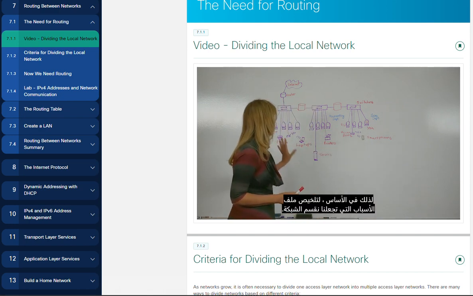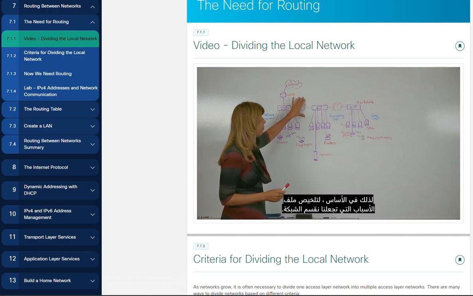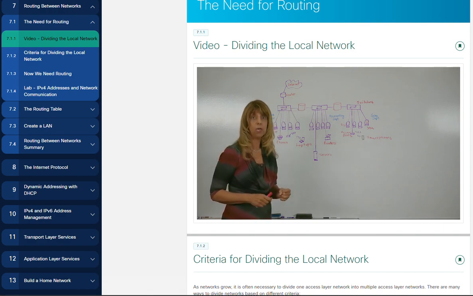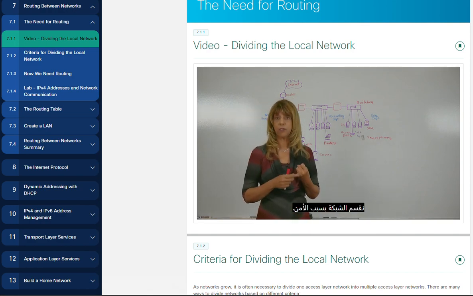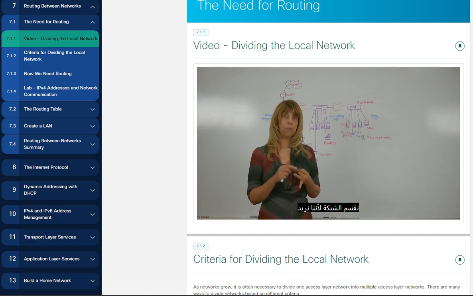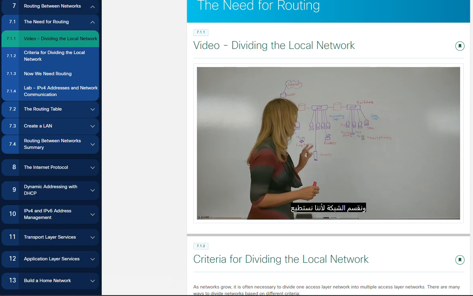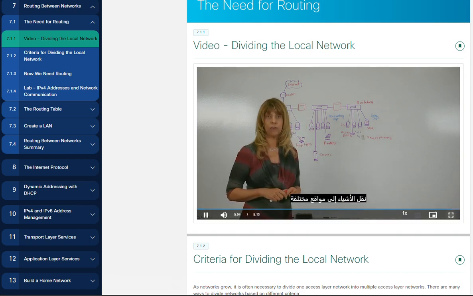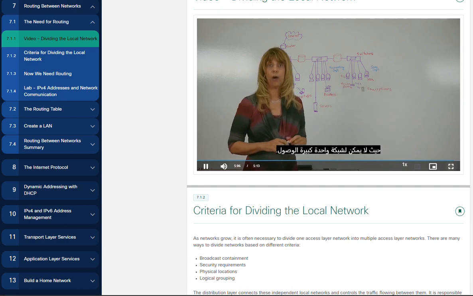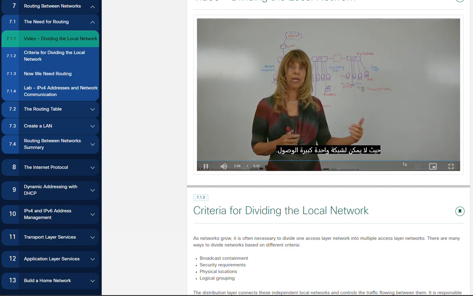So basically, to recap, the reasons that we divide a network: we divide the network because of security. We divide the network because we want to maintain smaller broadcast domains. And we divide the network because we may be moving things to different locations where a single large network can't reach.